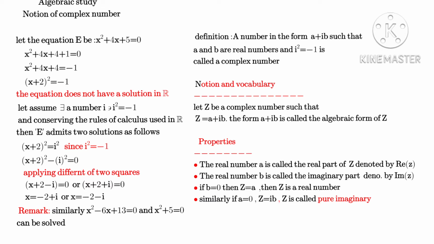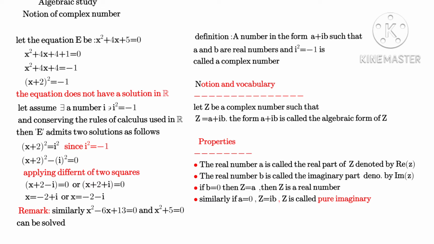We have (x plus 2) all squared minus i all raised to power 2. Then we use the difference of two squares to have our final solution. So we have the definition of a complex number there: a number in the form a plus ib, such that a and b are real numbers, and i squared equals minus 1, is called a complex number.